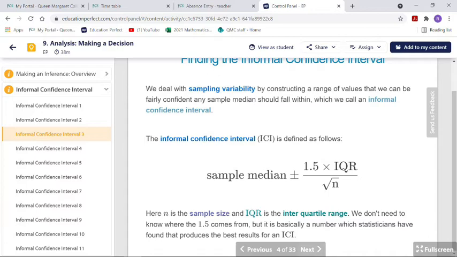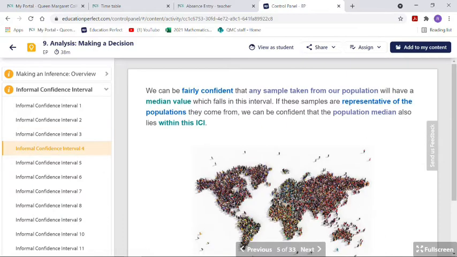It is not an absolute. That's why it's an informal confidence interval, but it does give you a good idea of whether your median would fit in the median for the data that you're working with. Okay? All right. And you can be fairly confident.